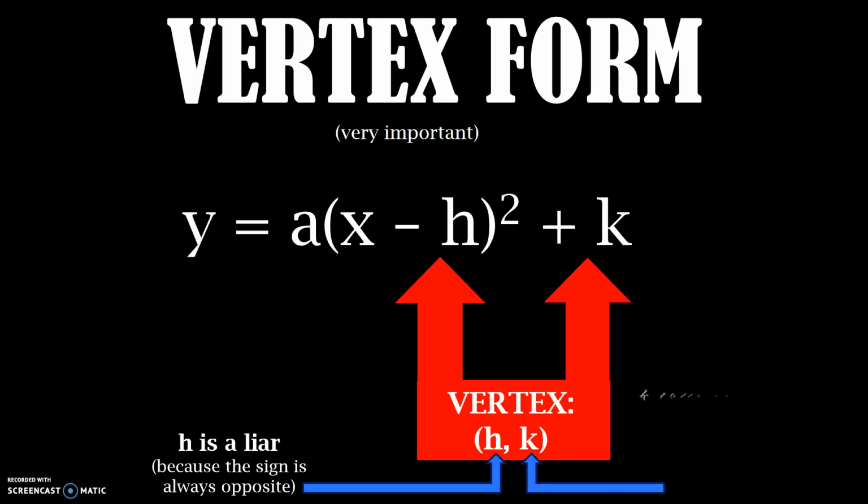For h, this is important for you to write down, h is a liar because the sign is always the opposite. So we refer to it as h being a liar. K tells the truth because the sign is always the same. If it's positive, it stays positive. If it's negative, it stays negative. So h is a liar and k tells the truth.